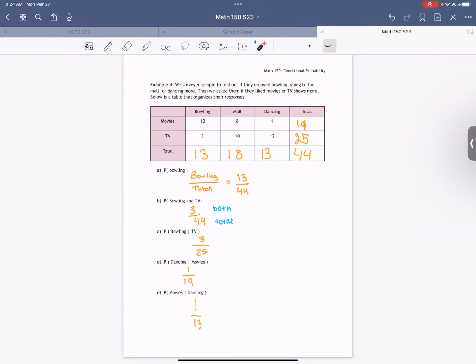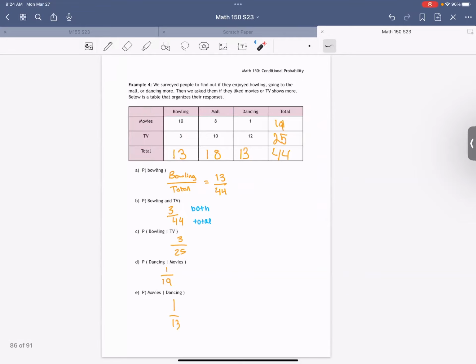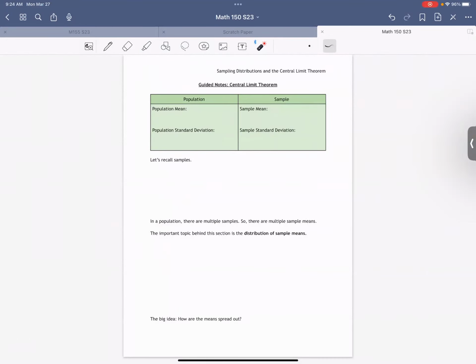So new section means new set of guided notes. Let me pass this out. All right, and I'm going to be honest. I wrote out what I was going to talk about today here, but I am not used to teaching after being away for a while. So if I stumble through this, then that's okay.